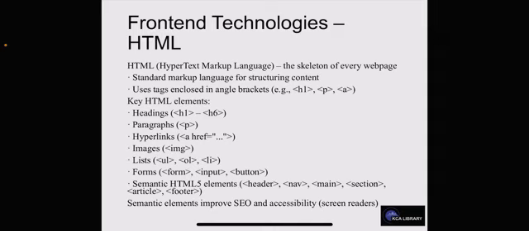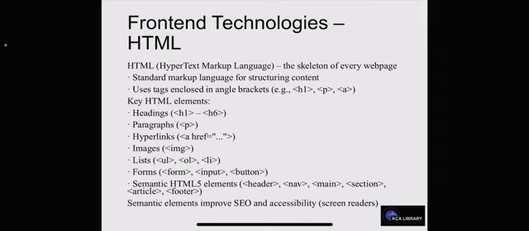Now let's move on to the next subtopic, which is front-end technology, where we have HTML, which means hypertext markup language. This is the skeleton of every web page, and it is the standard markup language for structuring content. It uses tags enclosed in angle brackets, for instance, we have H1, P, and so on. Key HTML elements involve headings, paragraphs, hyperlinks, images, lists, forms, and so forth.